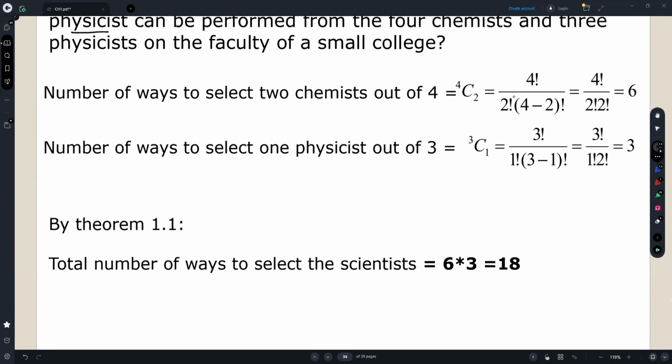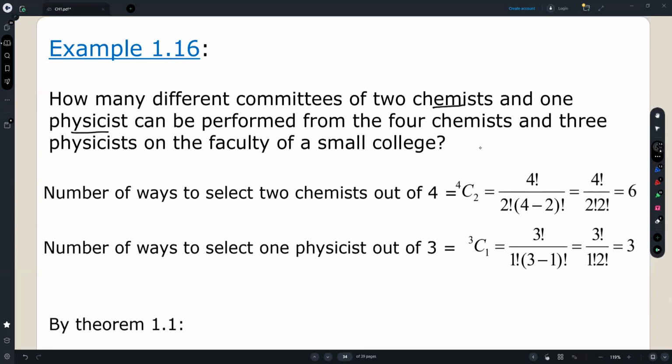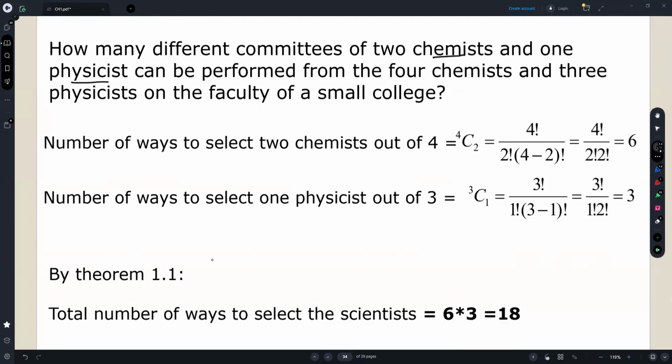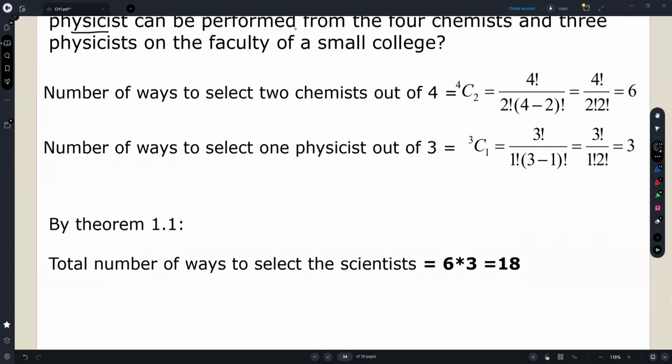Right. So you can select 2 chemists out of 4, so 4 choose 2, and 1 physicist from 3, 3 choose 1, and then you multiply 6 times 3, 18. Okay.